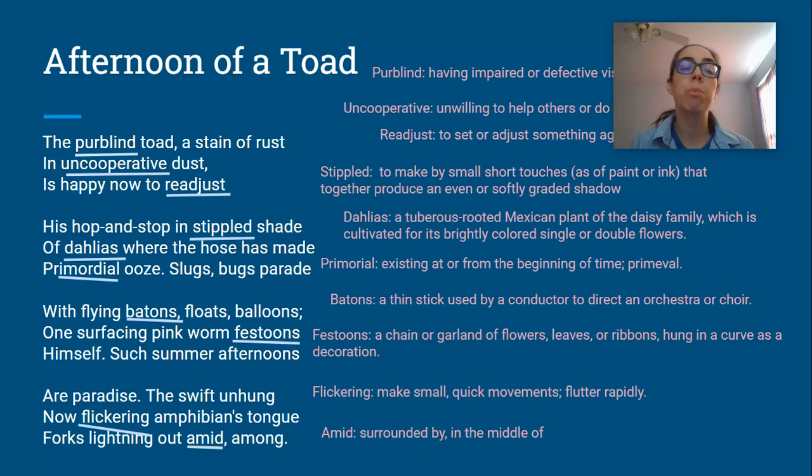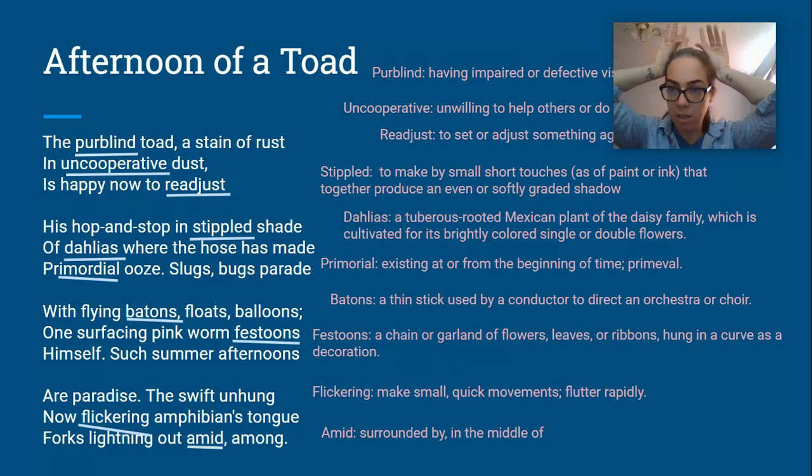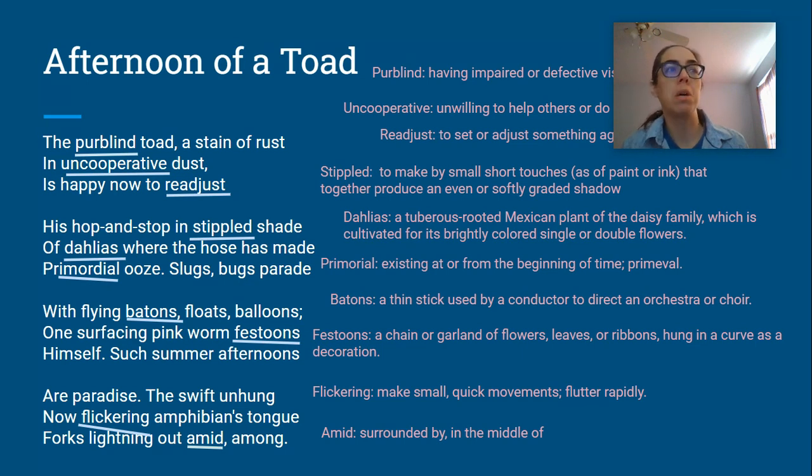And so the slugs and bugs parading around with flying batons, floats and balloons. We think about them kind of marching along and they've got all this stuff. They've got all the antennas. They have eyes that are kind of weird. You think about all the accoutrement that goes along with being a bug, and I'm trying to think of the right word for it. But you kind of think when you're reading this, they have all the stuff that they have and they're kind of like a little parade with all their antennas and eyes and mucky goodness that bugs and slugs have. And it says one surfacing pink worm festoons himself.